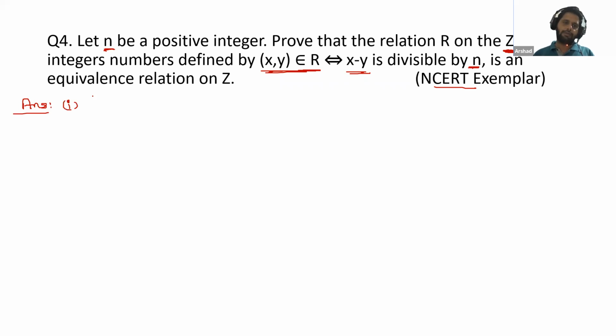First part is reflexive. What is the condition? Condition is that x minus y should be divisible by n. So for reflexive, we will first assume one value. Let x belong to the set. Josefa, can you tell me in this question what the set is?